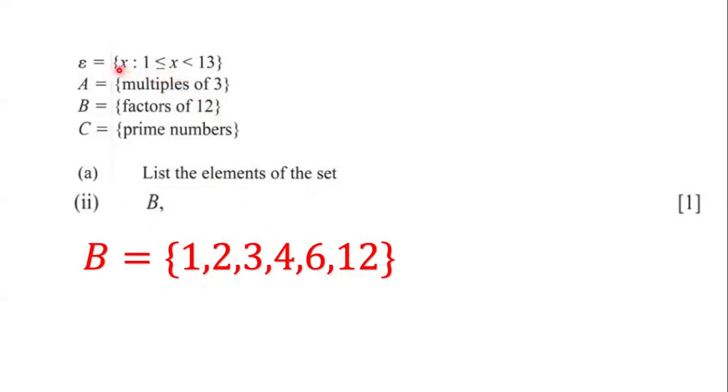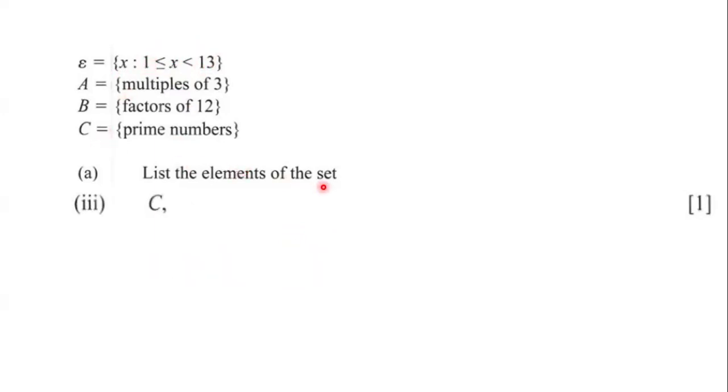And it makes sense because in our universal set, you can go from 1 all the way up to 13, but you cannot include 13. So this set does not go over 13, and this set B lies within our universal set, and that's good. Now we go to set C. List the elements of set C, and set C is going to be prime numbers that reside in this interval, prime numbers that obey this universal set.